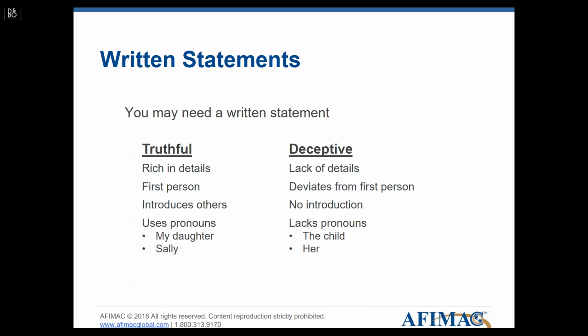When we look at written statements, we'll talk about that for a minute. A truthful statement is rich in details. A deceptive statement tends to lack details. Truthful tends to be in first person. Deceptive deviates from first person. Truthful will introduce others, who they are. So this is Fred, Fred is so-and-so, here's the connection to this. Deceptive tends to offer no type of introduction. Use of pronouns: my daughter Sally. Lacks pronouns: the child, her.